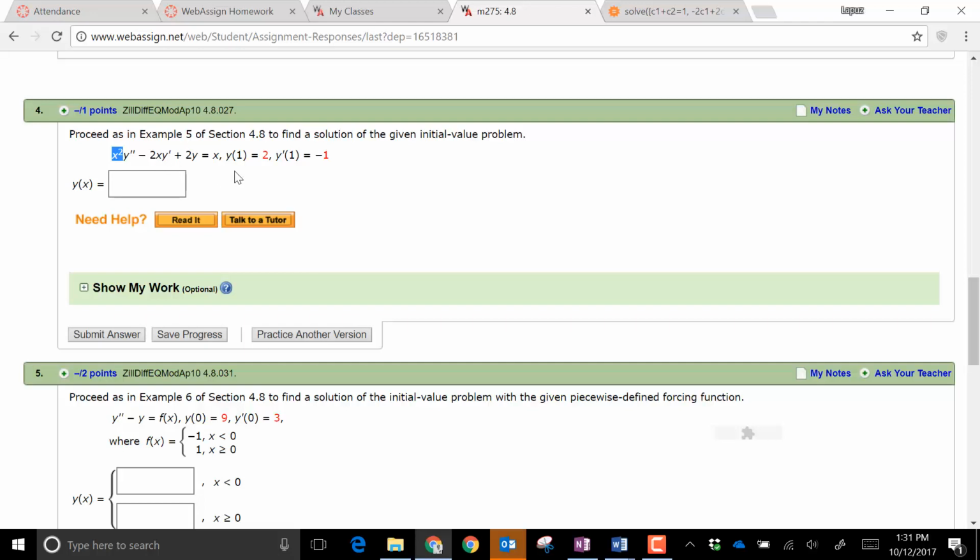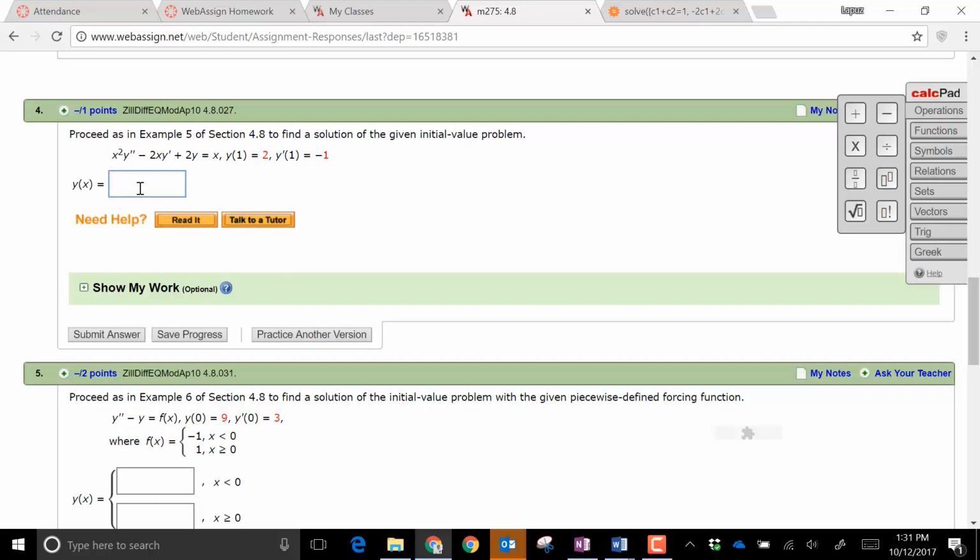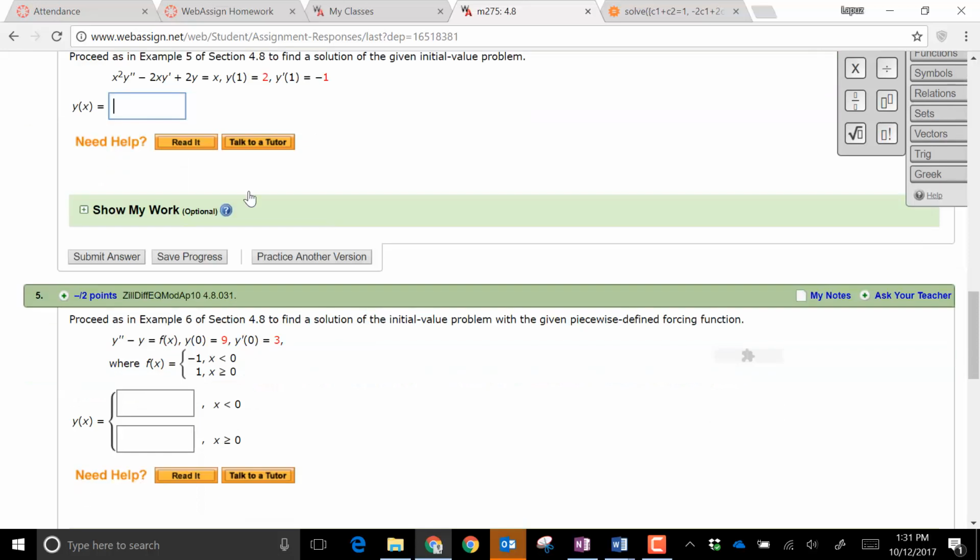Integration by parts? Okay. You can give it a shot. Guess you'll have to enter your answer to make sure it's right or not. Because it has a pattern.